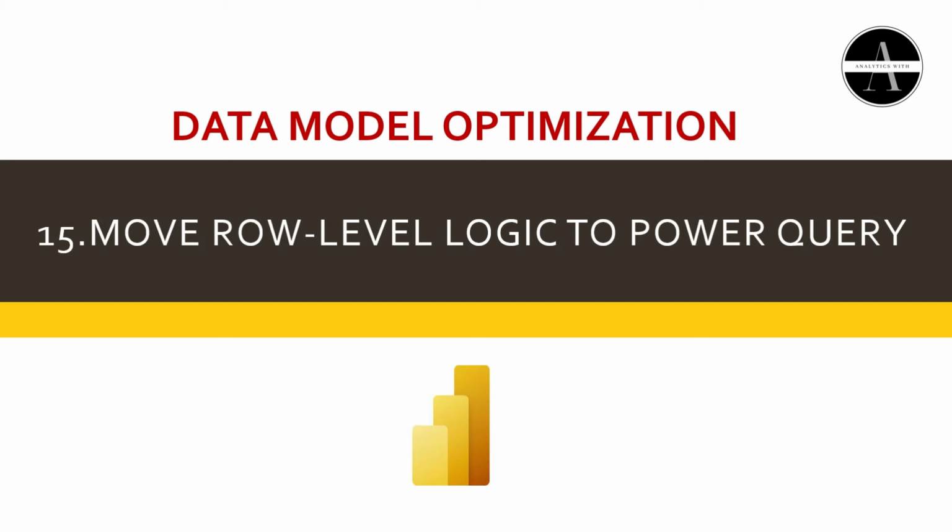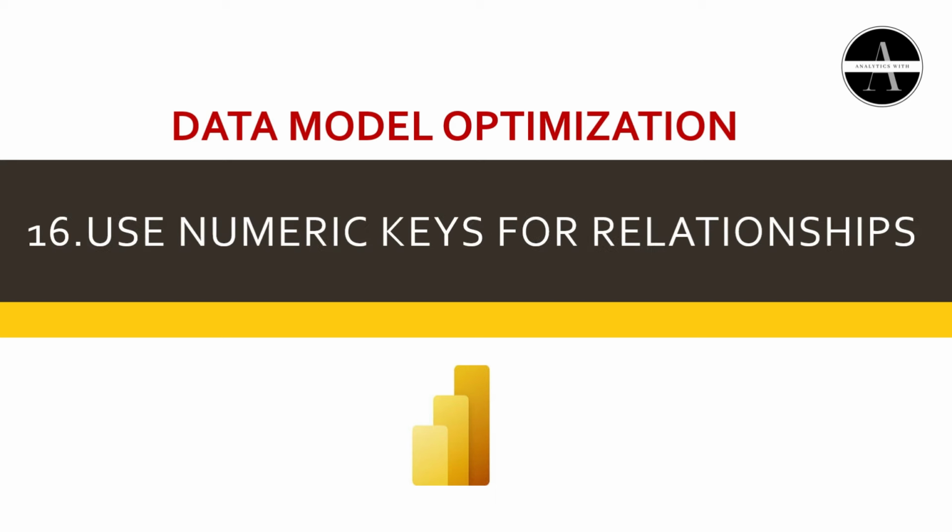Point number 15, move row level logic to Power Query. Another great tip is to handle any row level logic, such as if-then calculations, within Power Query rather than using DAX in Power BI. This reduces the overhead in your data model, making it faster and more efficient.